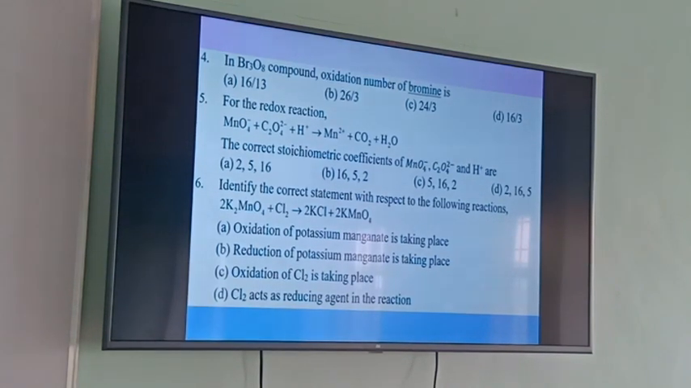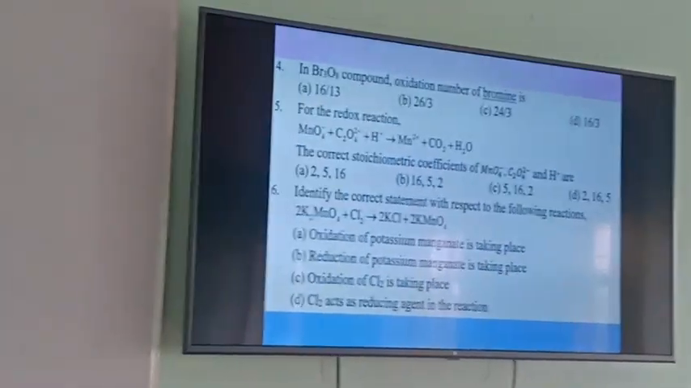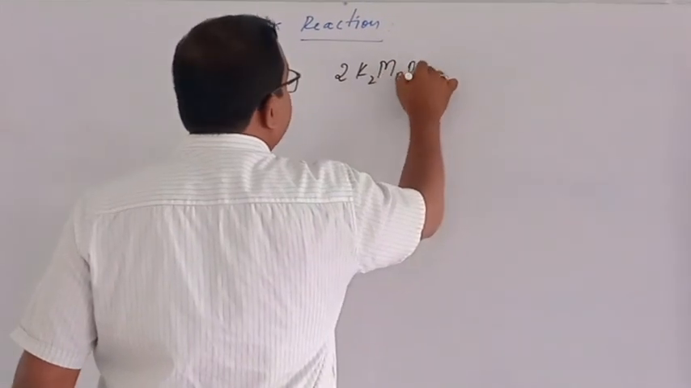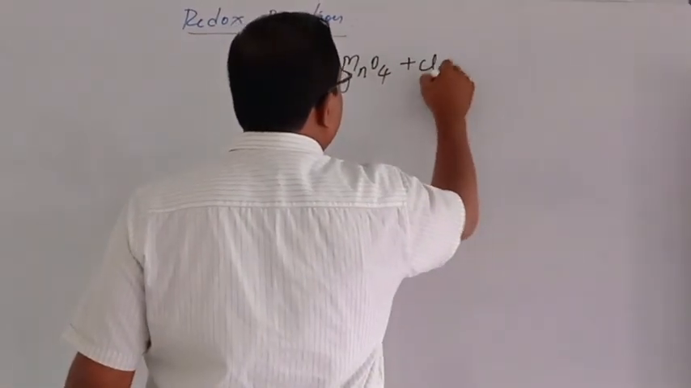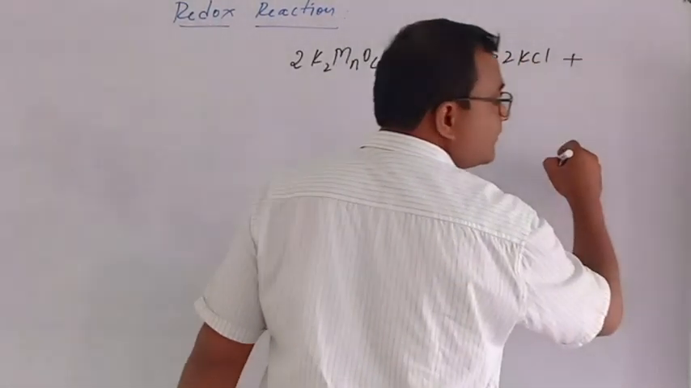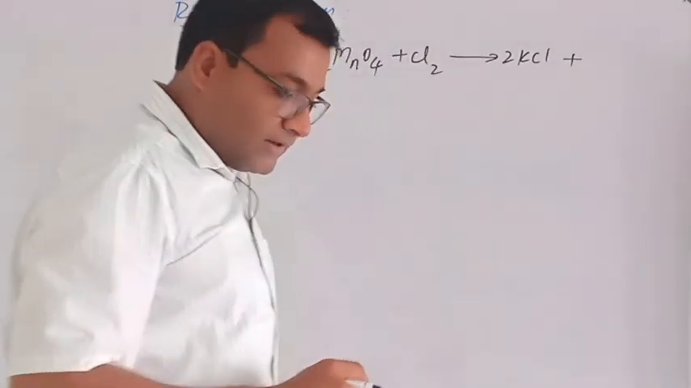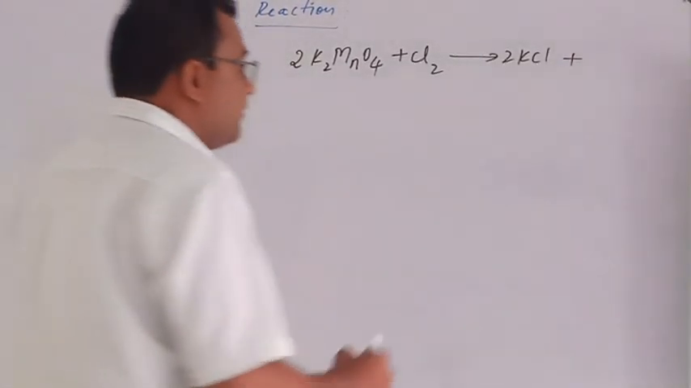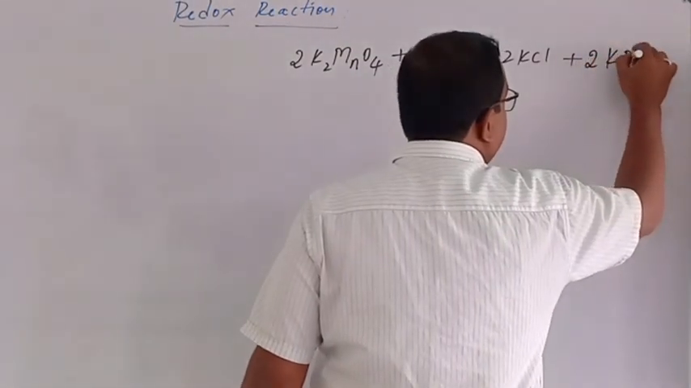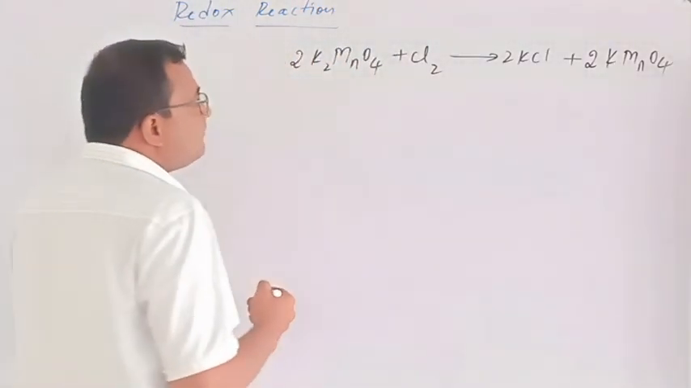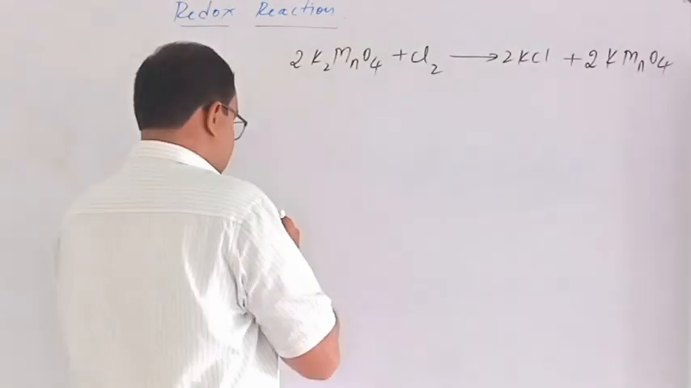What is the reaction given? Now, the reaction given: 2K2MnO4, Cl2 chlorine converted to KCl, plus 2KMnO4. So, what is the question? Which one will get oxidized?